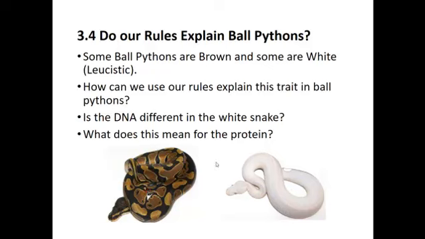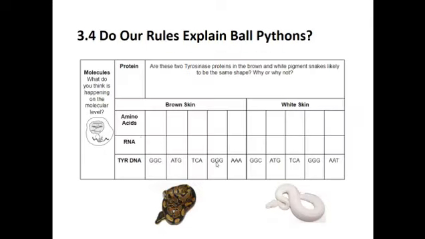I'd like you to have open in front of you Big Ideas, page 17. And I'd like you to work off of 3.4, Do Our Rules Explain Ball Pythons in your activities packet. On the top of that 3.4, you're going to see what I hope is a very familiar chart, which has our DNA, RNA, amino acids, and proteins. Use this to compare the DNA of the brown python and the white python. Complete this table and pause me and check in when you're done.